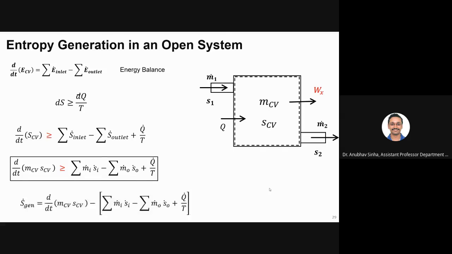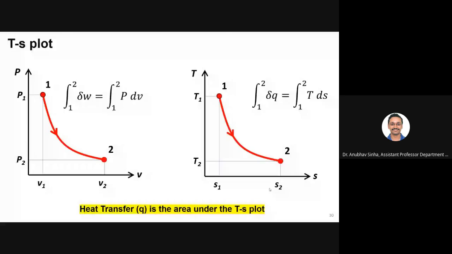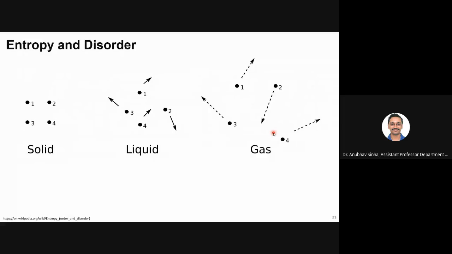Open system, and I think this is the last thing we discussed. The area under the TS plot gives you heat, T dS is the heat transfer Q. Okay. Now let us talk about disorder.